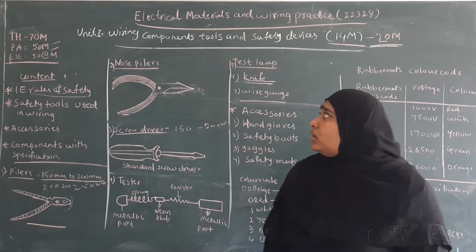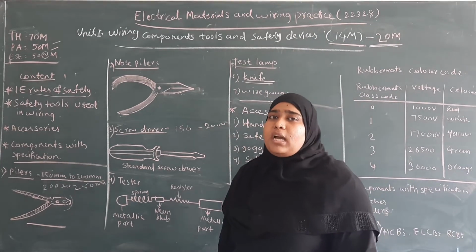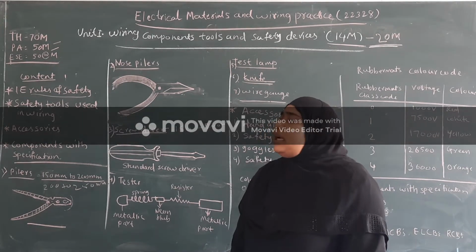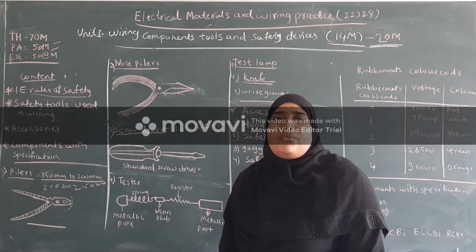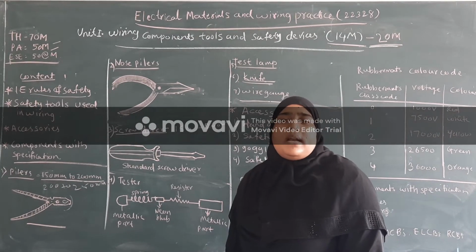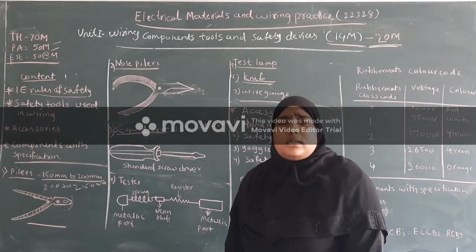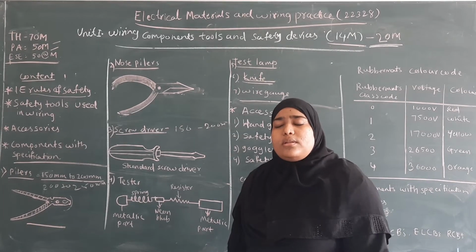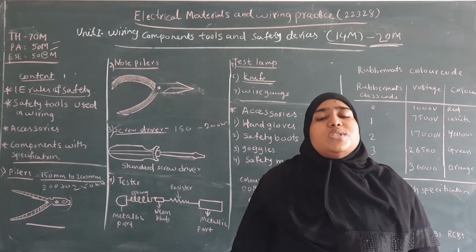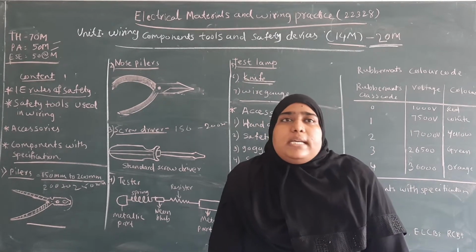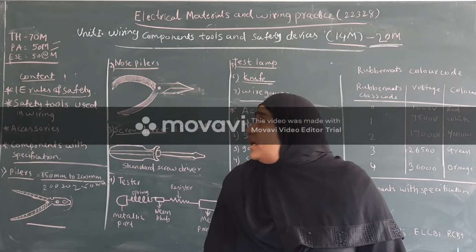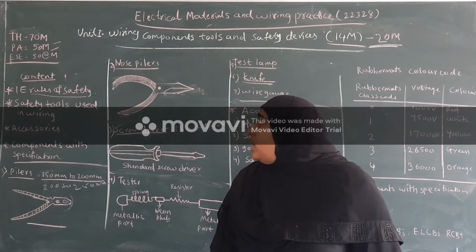Okay, the content. First, one question will arise in your mind: what are electrical materials and wiring? In this, we have to study different types of conducting material, insulating material, paramagnetic material, and what are the applications and properties of all these materials. Next is different types of wiring used in electrical installation, that is cleat wiring, casing and capping wiring, and conduit wiring.